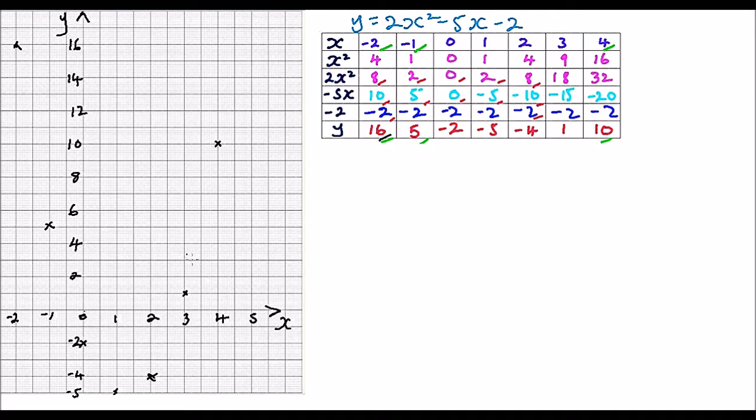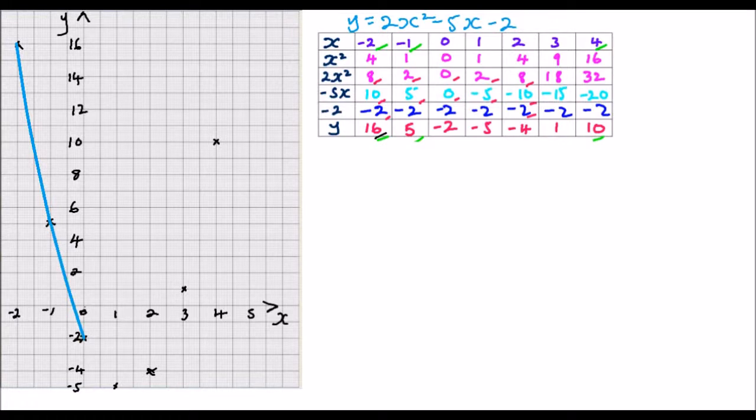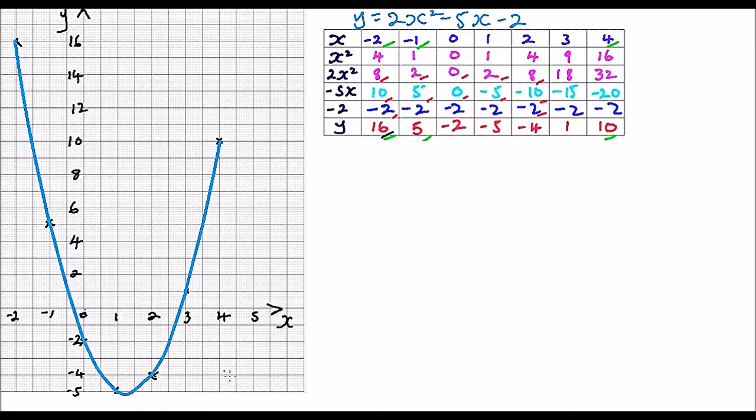From there, we will now join our points to come up with the quadratic graph. So this is the graph of the function. We label our graph y is equal to 2x squared minus 5x minus 2.